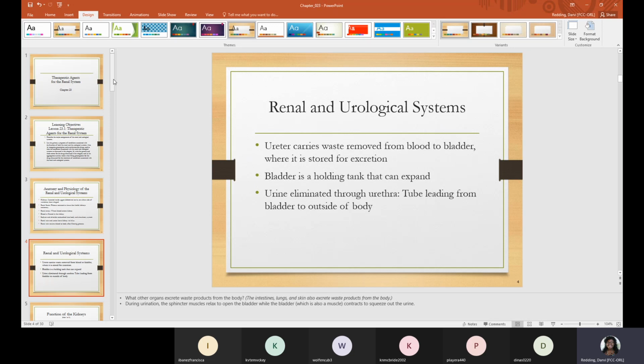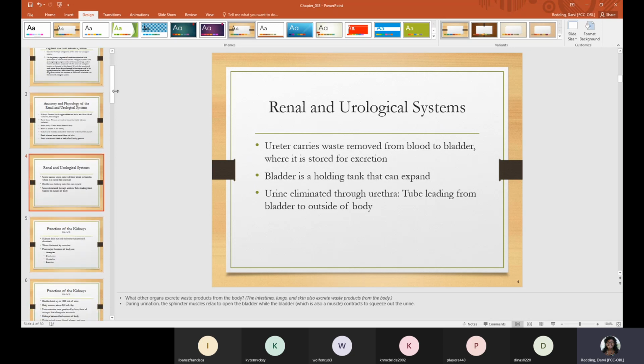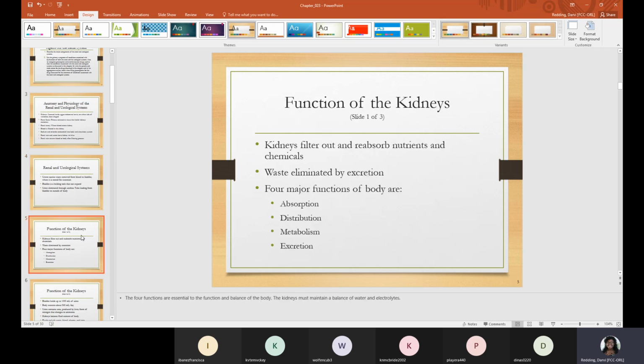And so now that we talked a little bit about the systems of the renal and urological, let's next get into what are the functions of the kidney. So the kidneys, remember, it's an input output action that happens. So the kidneys filter out and they also reabsorb nutrients and chemicals. When the bladder is full of liquid waste, it's going to be eliminated by excretion. So that is liquid waste.